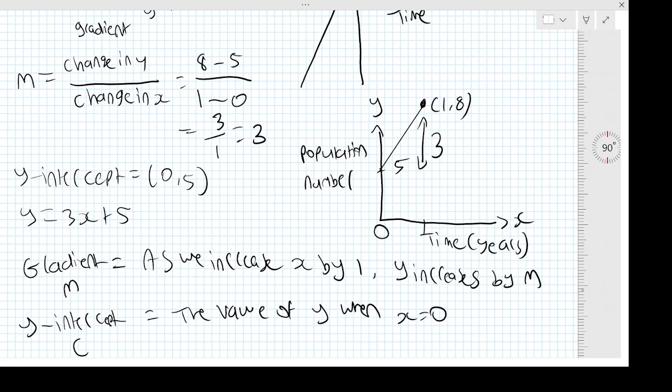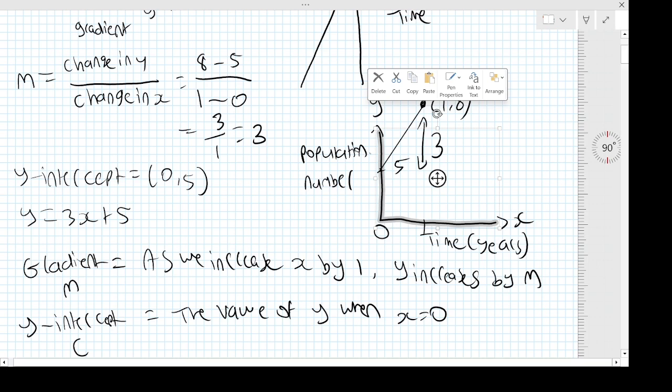In this real life situation I'm describing of a population number and time, when x is 0, that is when time is 0. That's the initial time that we're starting, right? So when time is 0, that's when we're starting. The population number is 5 here. That's telling you 5 is the initial population, okay? So again, there is a real life idea behind that.